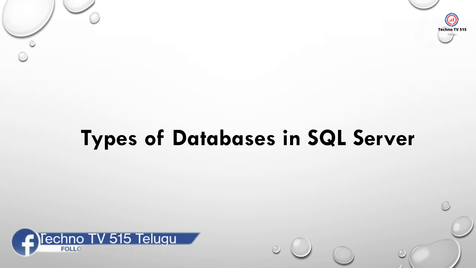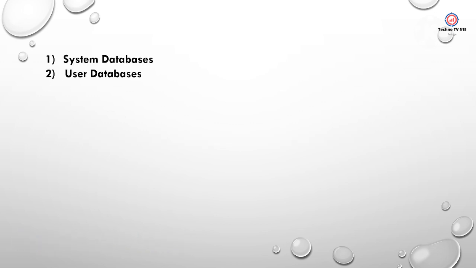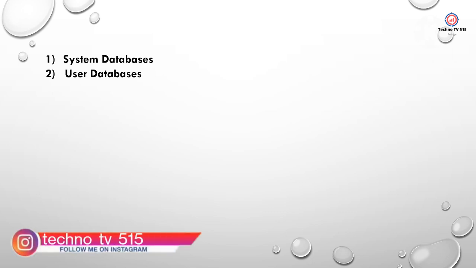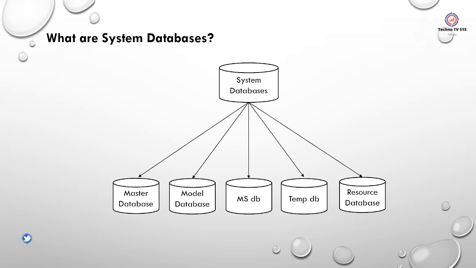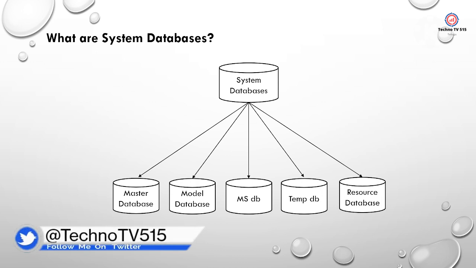Now let us discuss types of databases in SQL Server. We have two types of databases in SQL Server: system databases and user databases. Now what are system databases? System databases are databases that are installed during SQL Server installation.